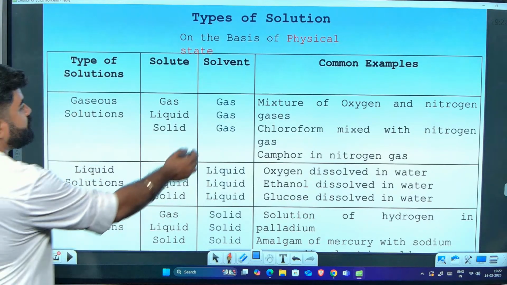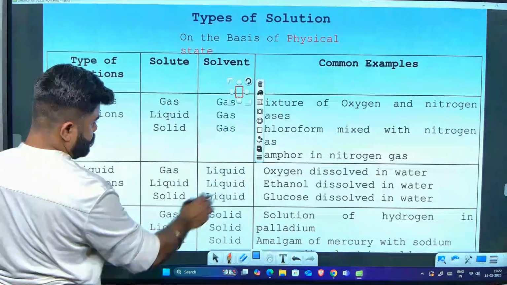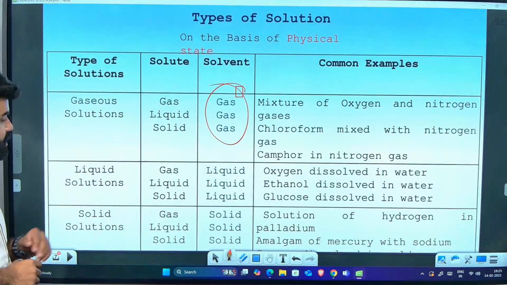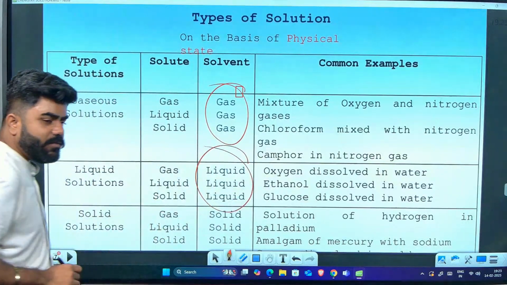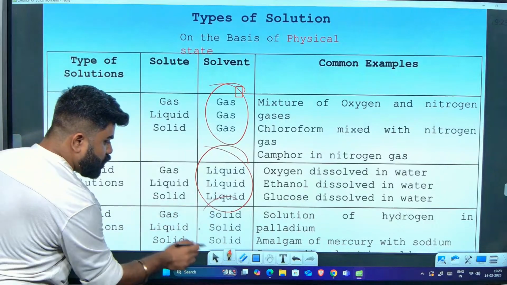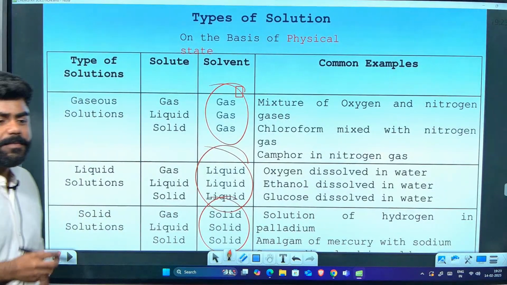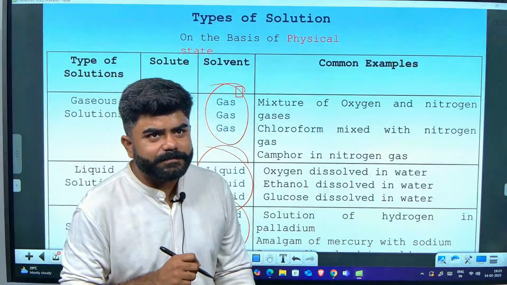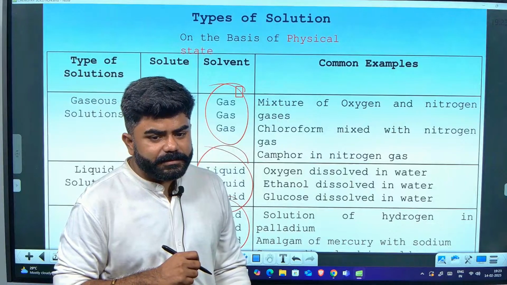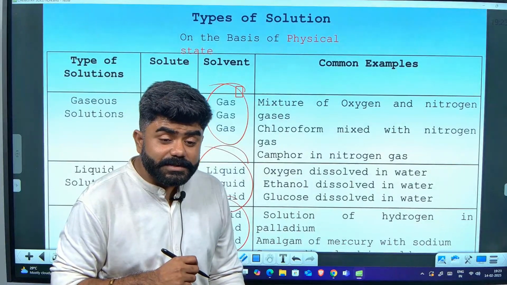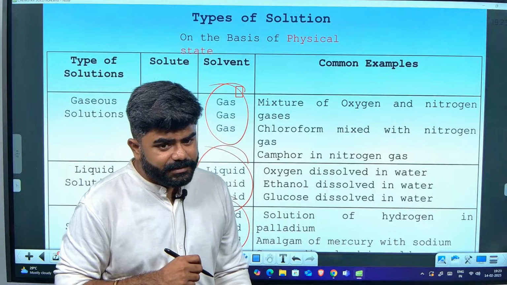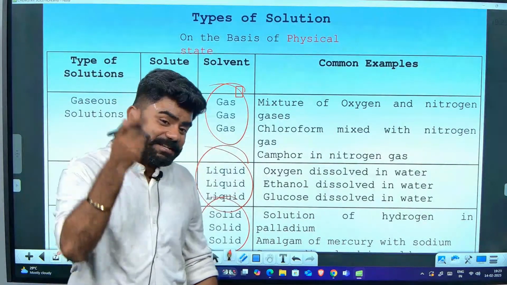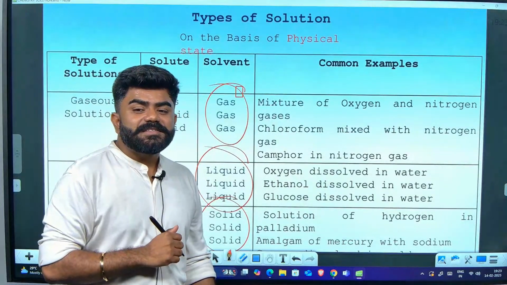Gaseous solutionsல solvent என்னவா இருக்கு? Solvent வந்து gas இருக்கு. Liquid solutionsல solvent is liquid. Solid solutionsல solvent solid. இப்போ நான் solvent solute-ங்கற வேர்ட் யூஸ் பண்ணிட்டே இருக்கேன் இல்லையா? solvent-னா என்ன, solute-னா என்ன? Solvent is like the base, in which the solute is being dissolved. Okay, the medium of the dissolution.